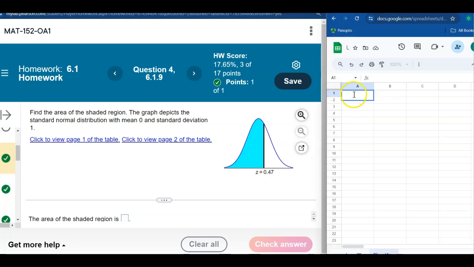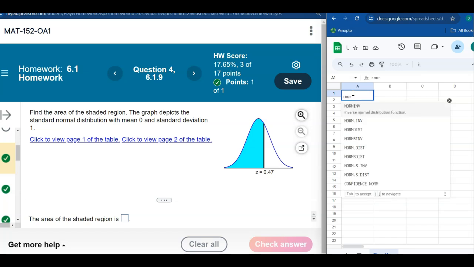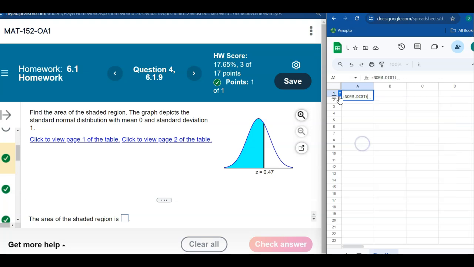So what I'm going to do here, and the first cell, it doesn't matter where you put it, I'm going to do equals, and I'm going to start writing the word normal. And when I get to the M, I'm going to find this one that says norm.dist, normal distribution function. So when I click that, click the little question mark so you can see the information of what goes in here. It wants a value, the mean, the standard deviation, and something called cumulative.